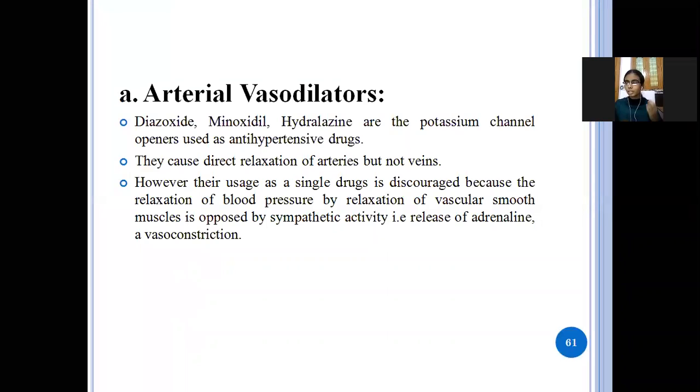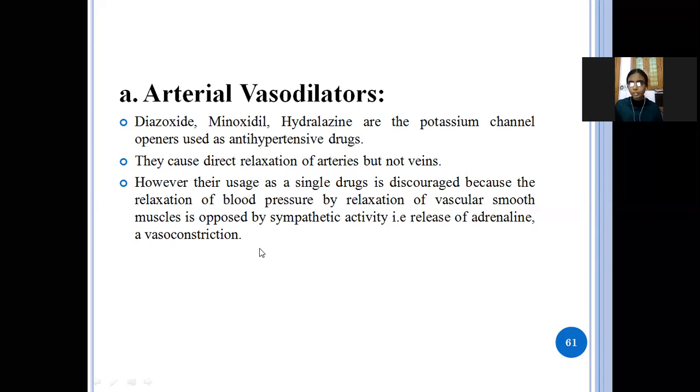In this, the first one is arterial vasodilators. Here, Diazoxide, Minoxidil and Hydralazine are the potassium channel openers used as antihypertensive agents. These are the three drugs which come under the potassium channel openers and also the arterial vasodilators to reduce the blood pressure. They cause direct relaxation of the arteries only, but they do not act on the veins.